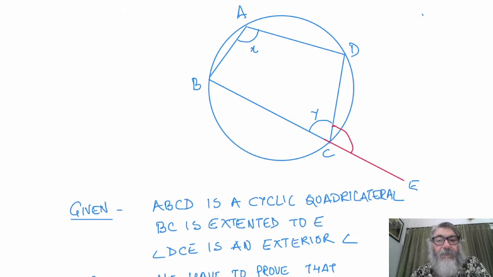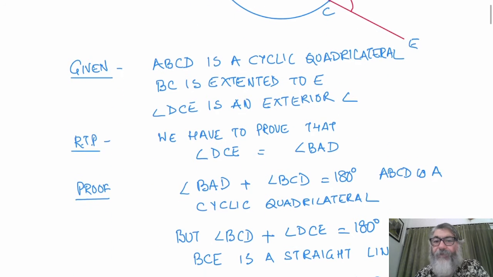But at the same time, if I add BCD plus DCE, what will I get? I will again get 180 degrees. This angle Y, if added to red, will give you what? 180 degrees. Why will it give you 180 degrees? Because BCE will become a straight line. So that's what we have written.